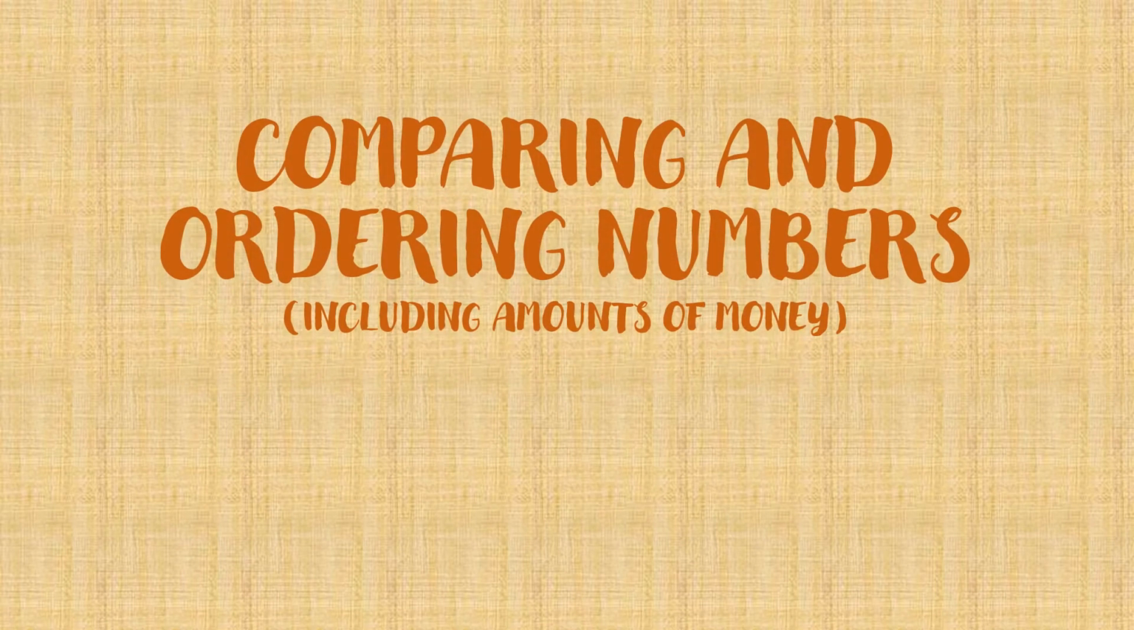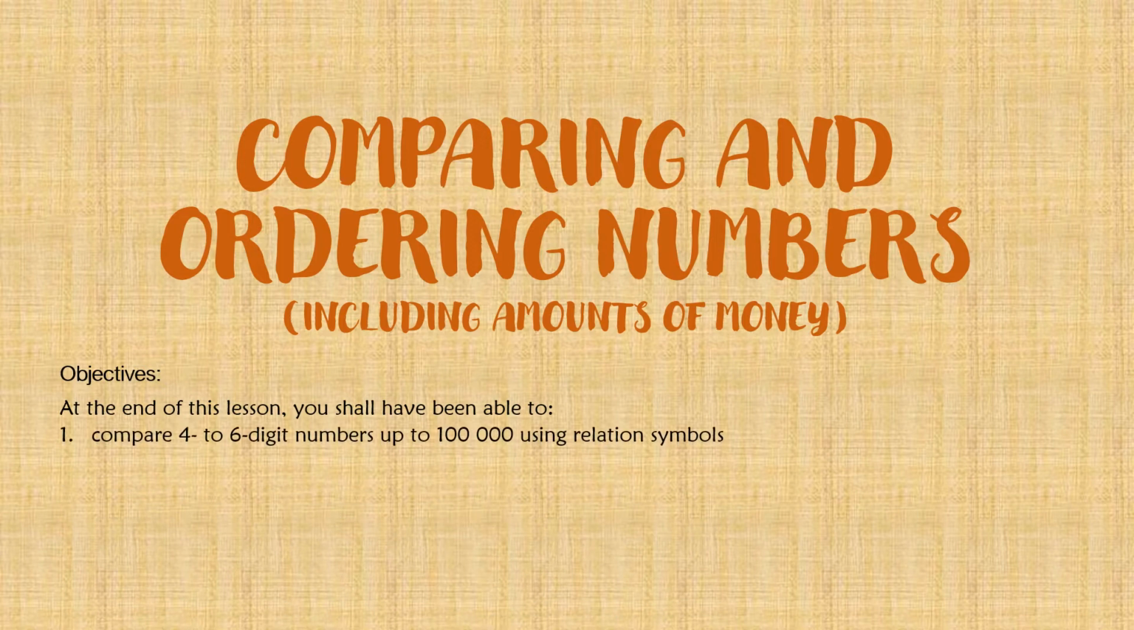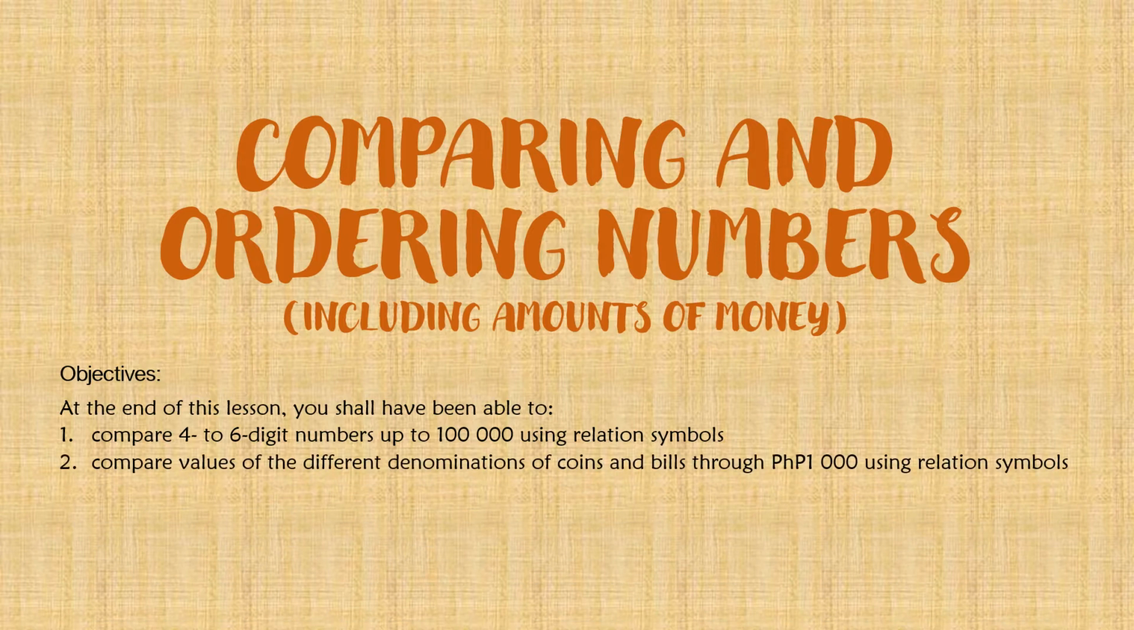Hi kids! Today we will learn about comparing and ordering numbers, including amounts of money. At the end of this lesson, you should be able to compare 4 to 6-digit numbers up to 100,000 using relation symbols. Compare values of the different denominations of coins and bills through 1,000 pesos using relation symbols. And last, order 4 to 6-digit numbers in increasing or decreasing order.